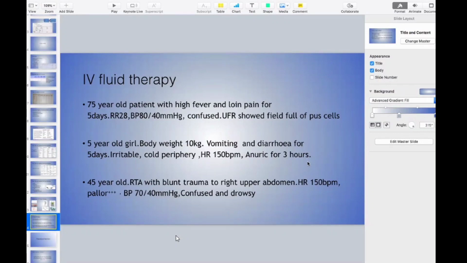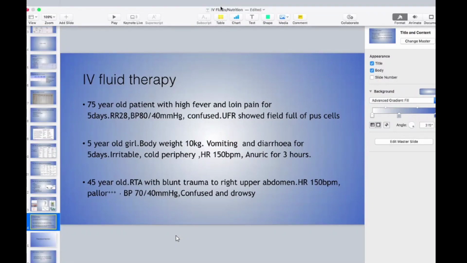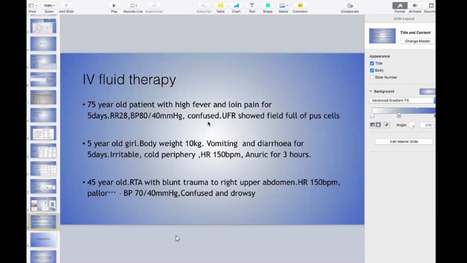What do you think about the hydration level, Lamai? Is it mild dehydration, moderate dehydration, or severe dehydration? Severe dehydration. You can see now the child is very tachycardic with very cold peripheries, irritable, and anuric for more than 3 hours.